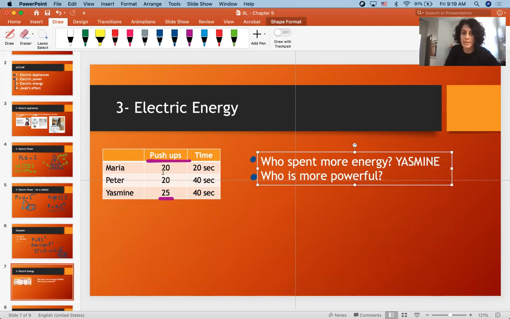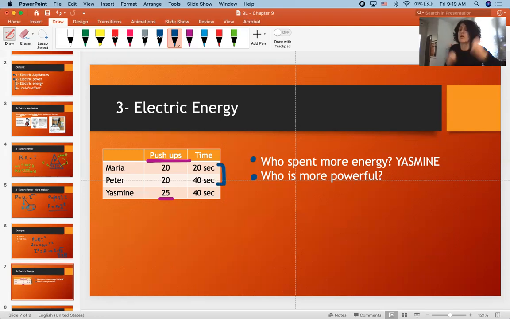Who is more powerful? Let me see. Maria did only 20 push-ups in 20 seconds. Peter did 20 push-ups in 40 seconds. So who is more powerful? Who was faster? Who was stronger? Definitely Maria, because she did the same exact thing in less time, right?